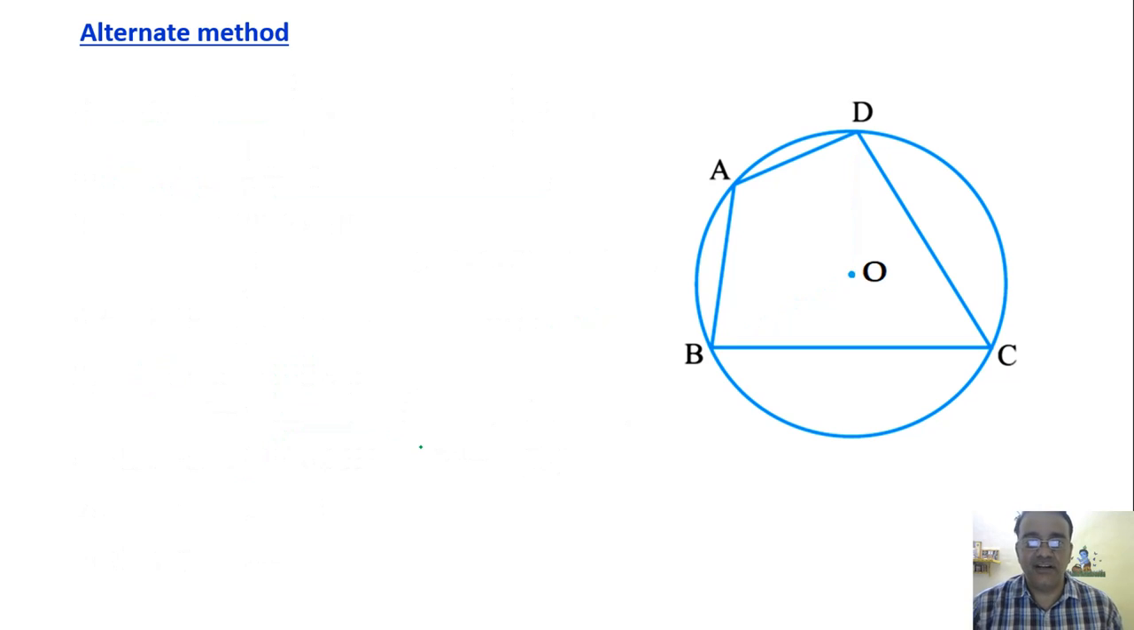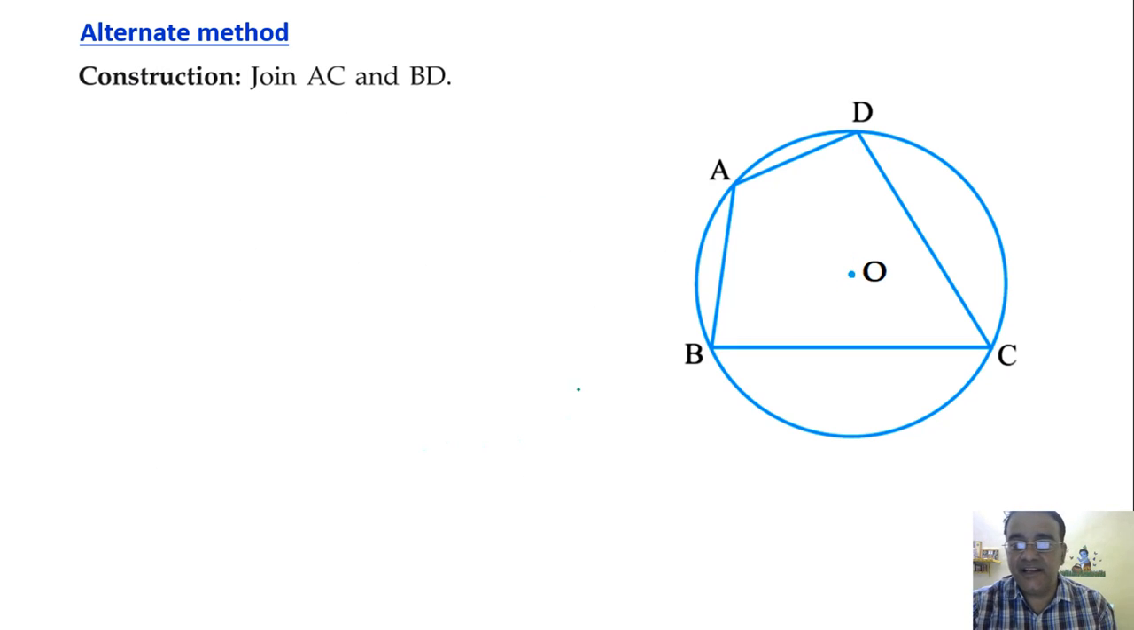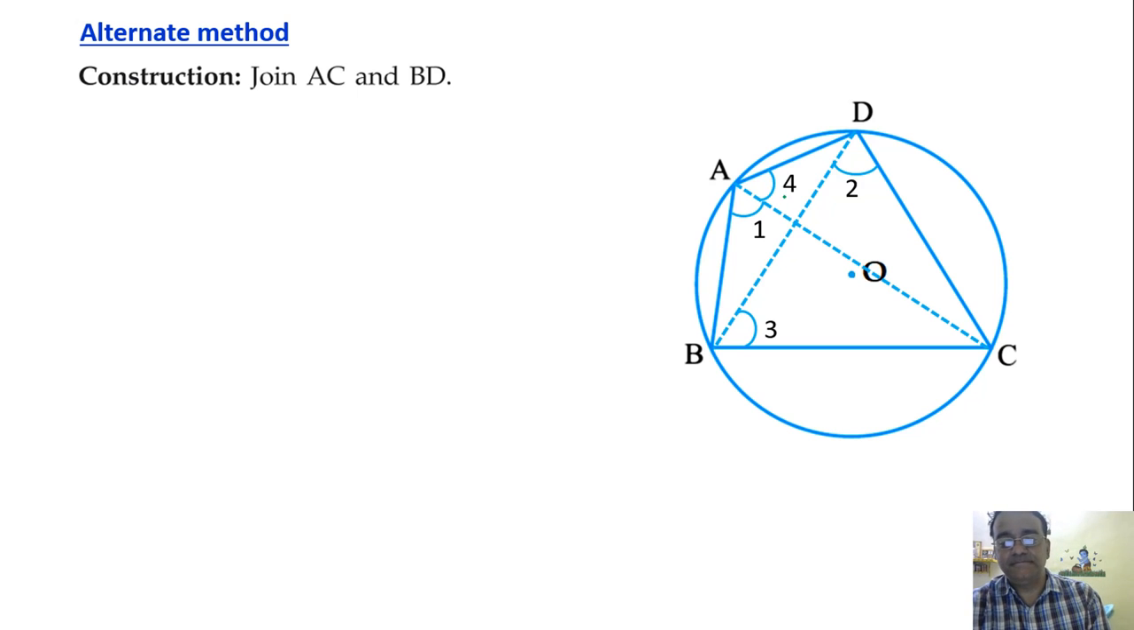Let us see the alternate method. Maybe this method will seem easier. Here we will join the diagonals. Join AC and BD. And we'll mark this angle as 1, this angle as 2, this angle as 3, and this angle as 4. See, first we are writing angle 2 is equal to angle 1.